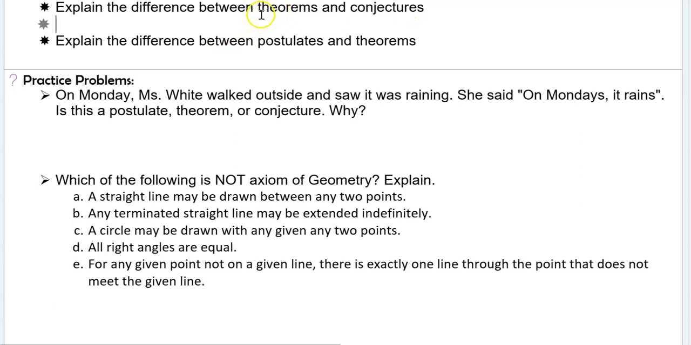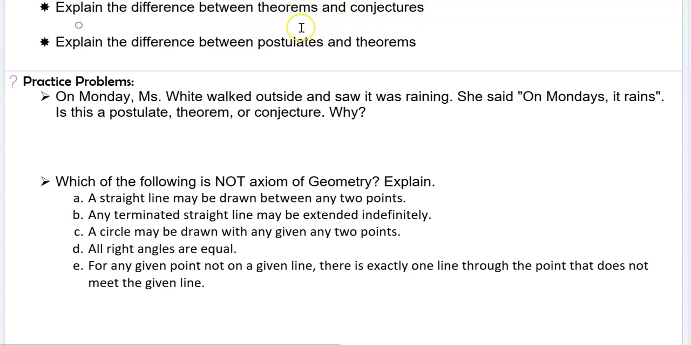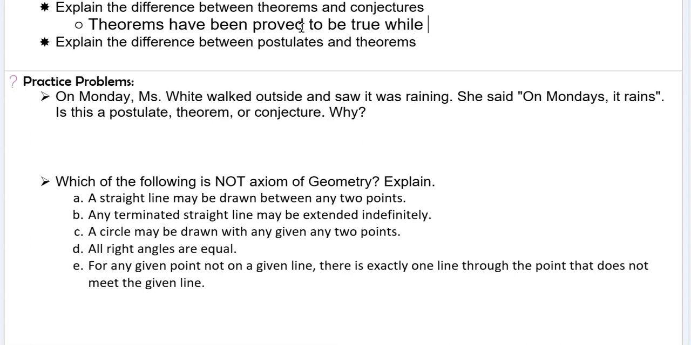So what is the difference between theorems and conjectures? Theorems have been proven to be true, while conjectures have not. So a conjecture, we don't know if it's true or not yet. Sometimes with conjectures, you come up with an idea and can prove it in 5 minutes. Some conjectures have existed for thousands of years, hundreds of years, while we try to find out if they're true or not.